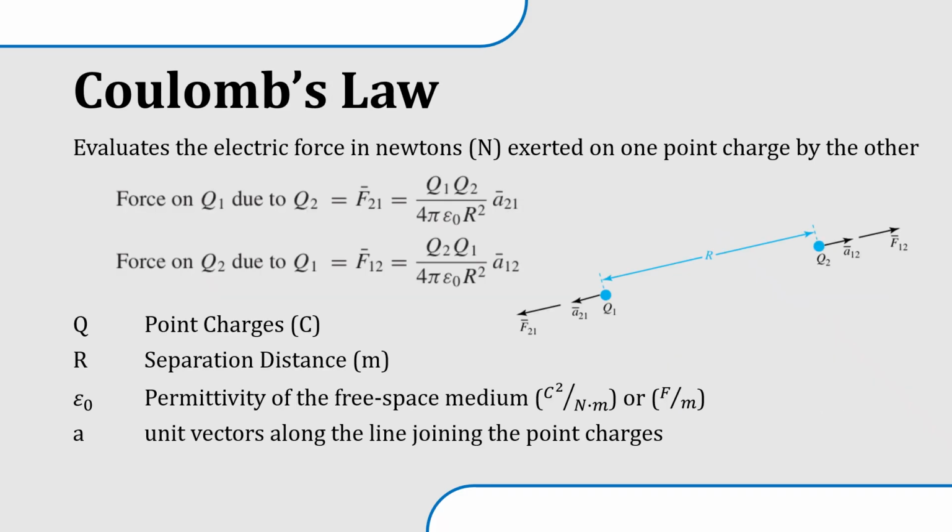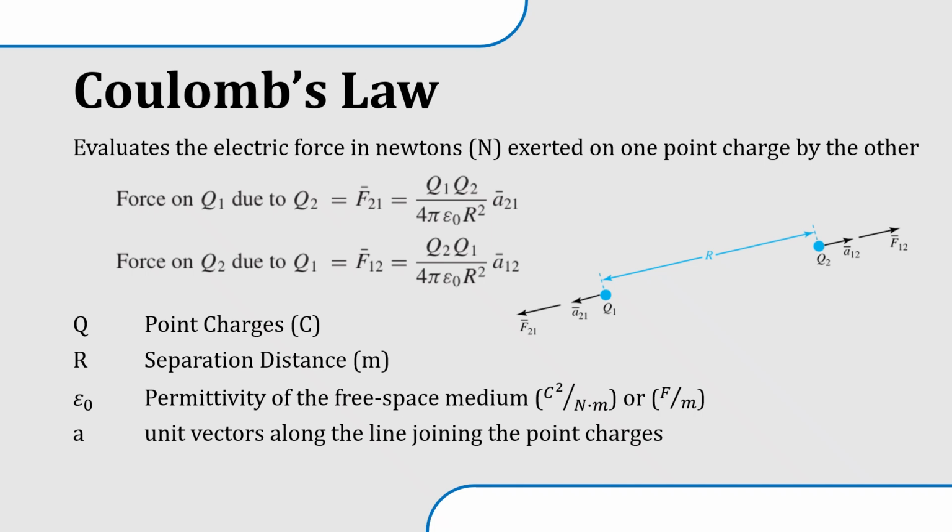Coulomb's law gives an expression to evaluate the electric force in newtons exerted on one point charge by the other. These formulas shown would be used to calculate the force on charge 1 due to charge 2, or the force on charge 2 due to charge 1. In this formula, Q1 and Q2 are the point charges measured in coulombs. We have the value R, which is the separation distance of the 2 point charges measured in meters. The epsilon is the permittivity of the free space medium with units of coulombs squared per newton meter, also known as farads per meter. And lastly, we have the unit vector a, which is along the line joining Q1 and Q2.